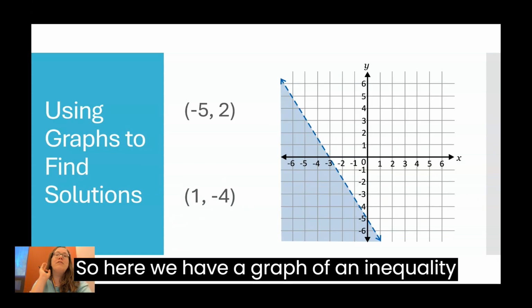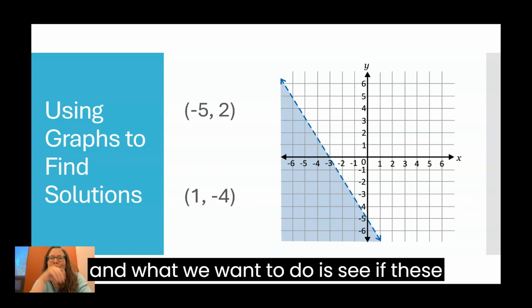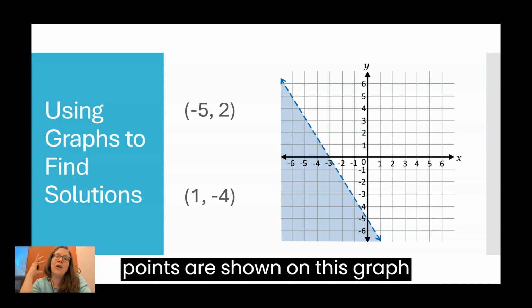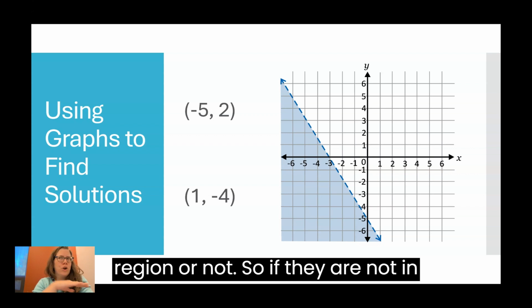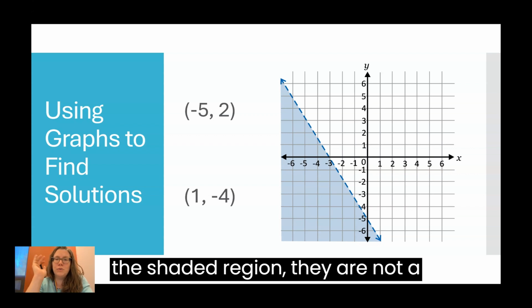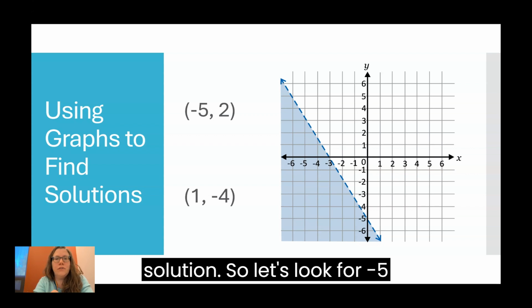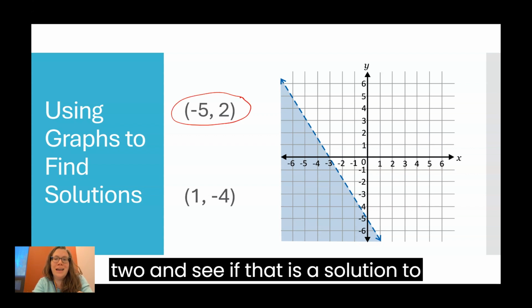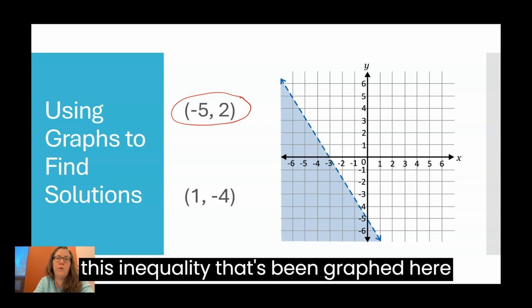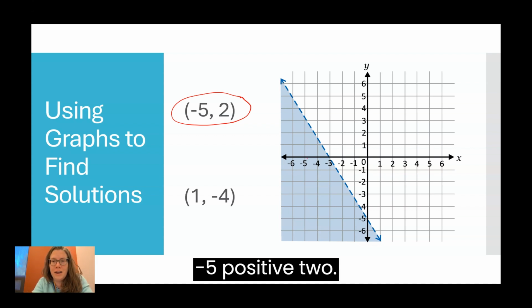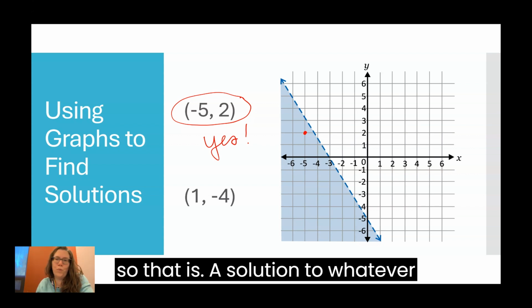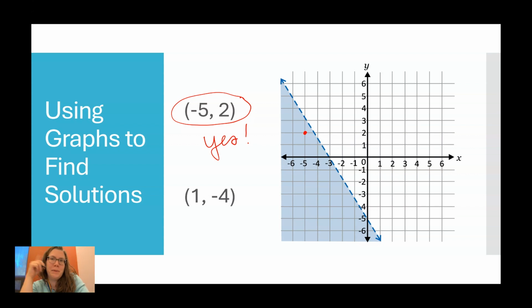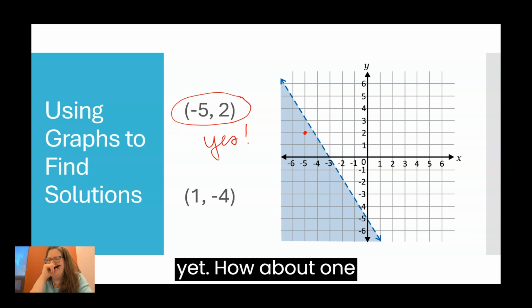So here we have a graph of an inequality, and what we want to do is see if these points are shown on this graph as solutions, they're in the shaded region, or not. So if they are not in the shaded region, they are not a solution. So let's look for (-5, 2) and see if that is a solution to this inequality that's been graphed here. (-5, 2). Yes, it's in the shaded area. So that is a solution to whatever inequality we have graphed here. I mean, I know what it is, but I haven't told you yet.